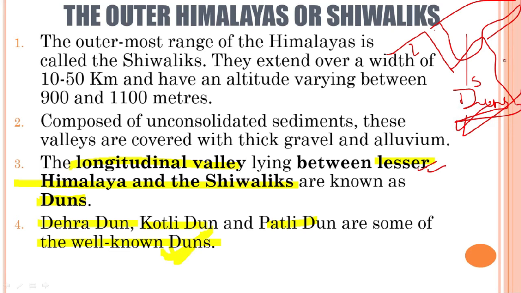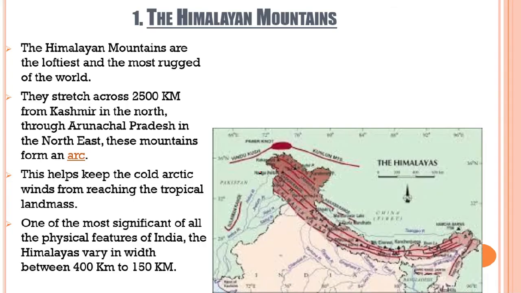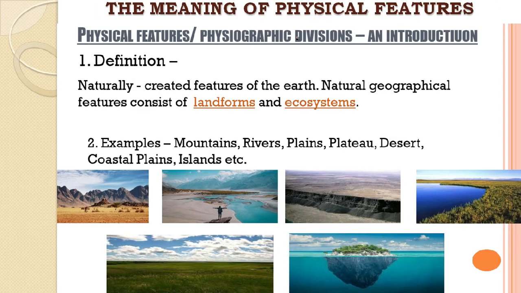So here we come to the end of the lesson. Now let us quickly summarize what we have tried to achieve in this revision series. First of all, we learnt about the physical features found on the surface of the earth. We learnt that they are naturally created features. Examples consist of mountains, rivers, plains, plateaus, deserts, coastal plains, islands. Clear?